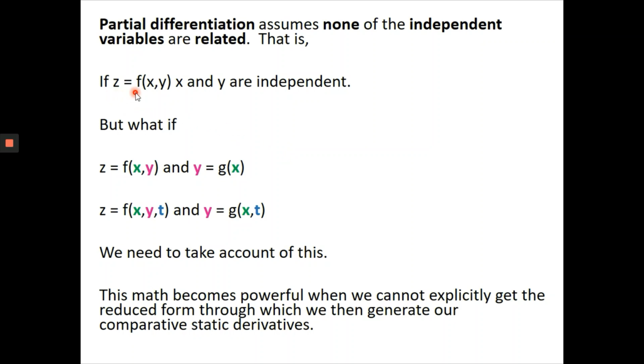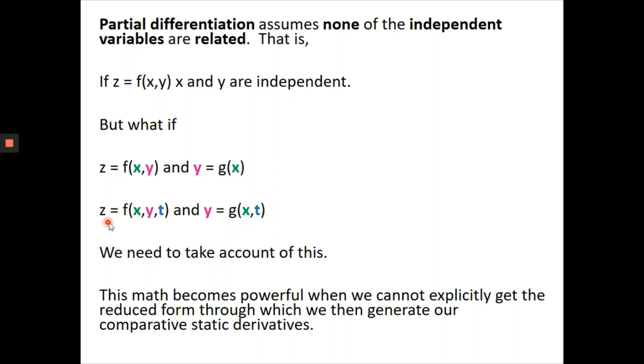If z is a function of x and y, x and y are independent, they are not related. Today we look at a slightly different situation where we would have, for example, z is a function of x and y, but y is also a function of x. So if x changes, that means that y is going to change. So clearly in this case, the independent variables are related.